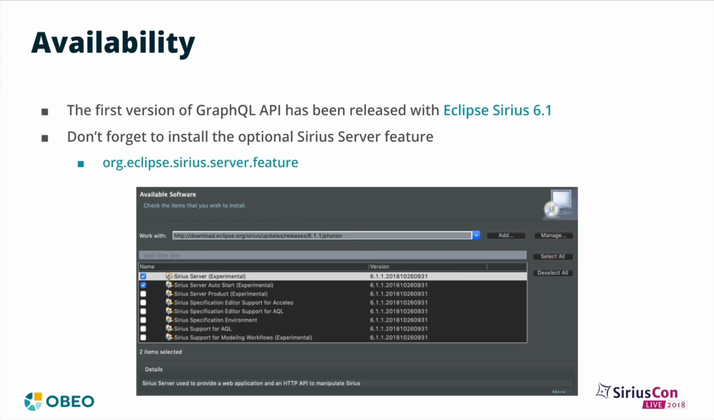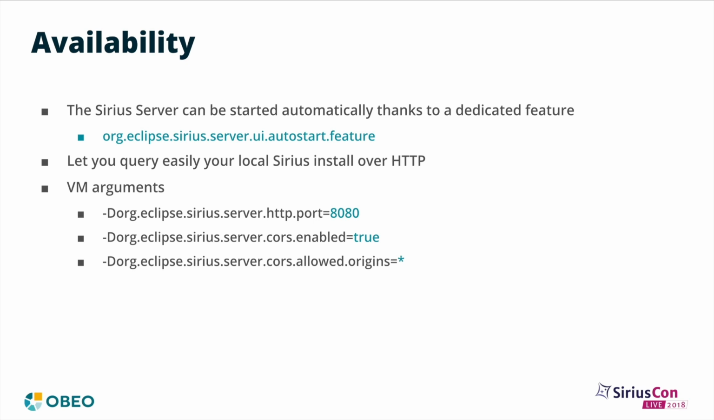Our GraphQL API has been available since Eclipse Sirius 6.1. You can use it from a regular install of Sirius by installing it on top of the optional Sirius Server feature. On top of that, you can install the Auto Start feature, which can start the Sirius server automatically for you when Eclipse is started. This way, you will be able to request some data from your local Sirius instance fairly easily. You can see here some virtual machine arguments to use in order to configure the port of the HTTP API and some other details.